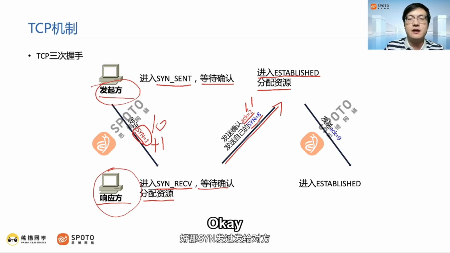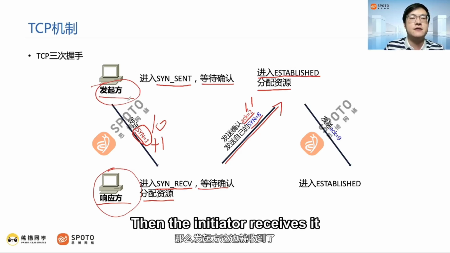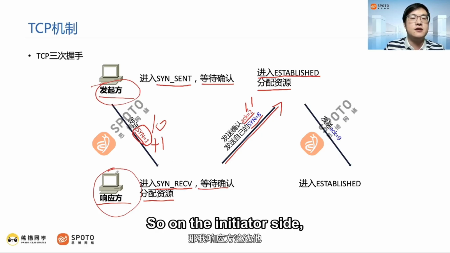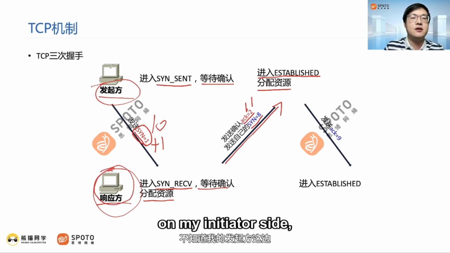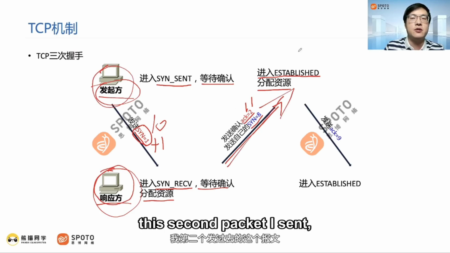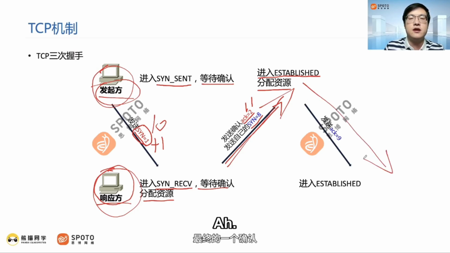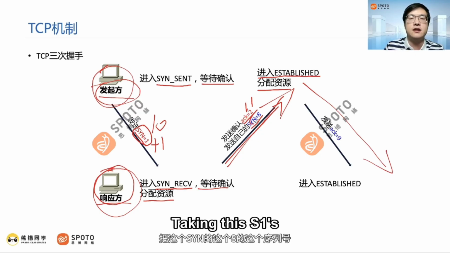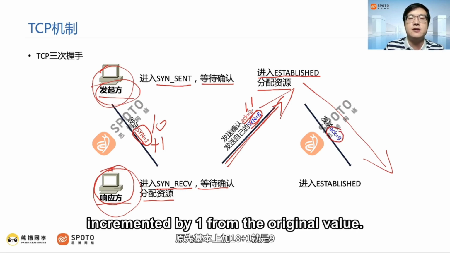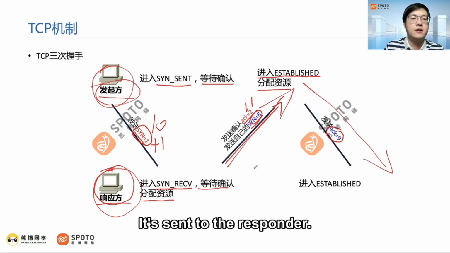Okay. So SYN is sent to the other side, and then the initiator receives it. After receiving it, on my initiator side, this second packet I sent, the initiator needs to do a final confirmation. Taking this SYN's sequence number 8, do a confirmation. Here the ACK is, right, incremented by 1: 8 plus 1 is 9, so an ACK of 9 is sent back to the responder.